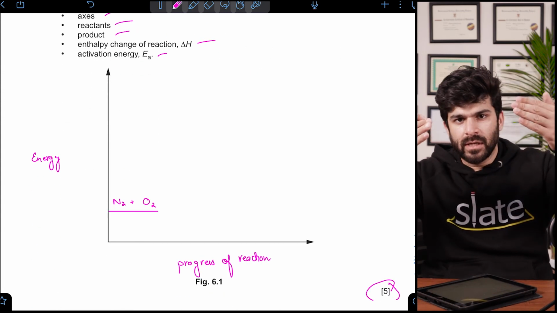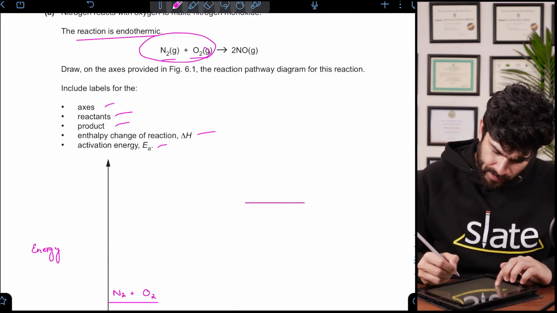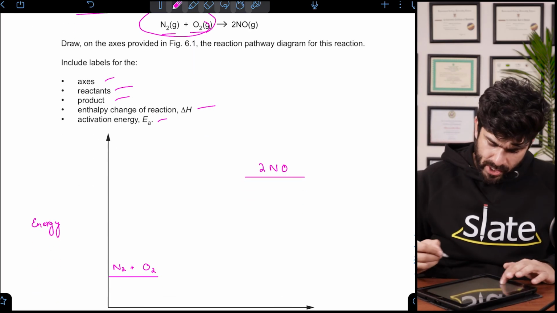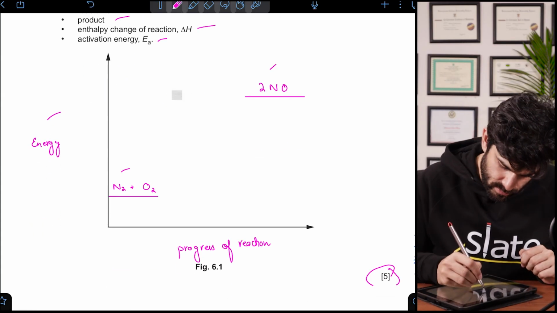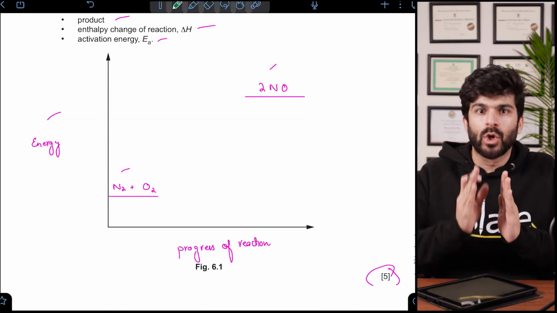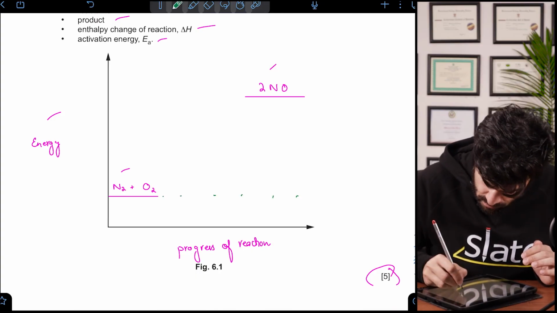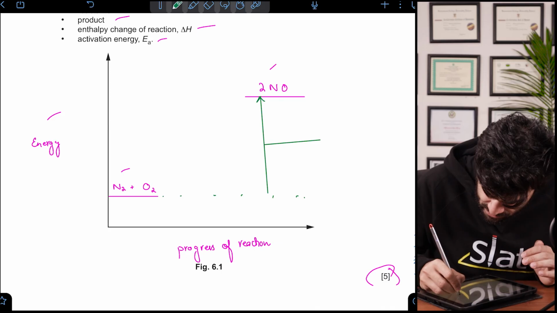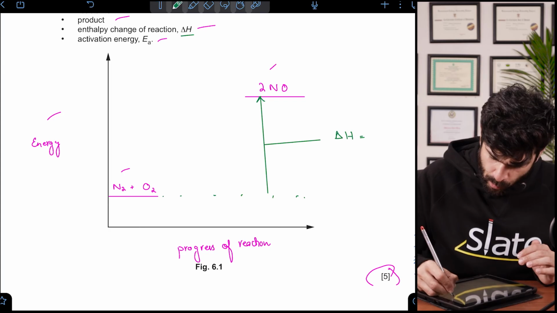Since it's an endo one, the products will have a higher energy. What's the product? 2NO. So we've got 1 mark here, 1 mark here, 1 mark here. Congratulations. How to get the other 2 marks? The energy is being added. So the arrow will go upwards from the reactant and we are going to label it as enthalpy change of the reaction. And this is a positive value.